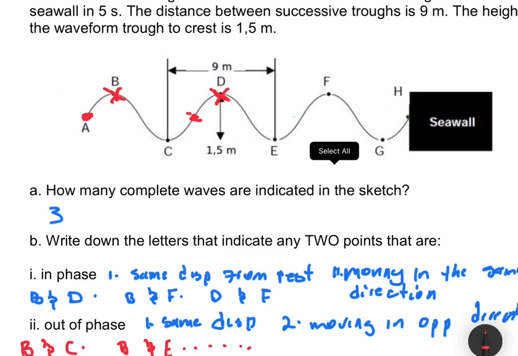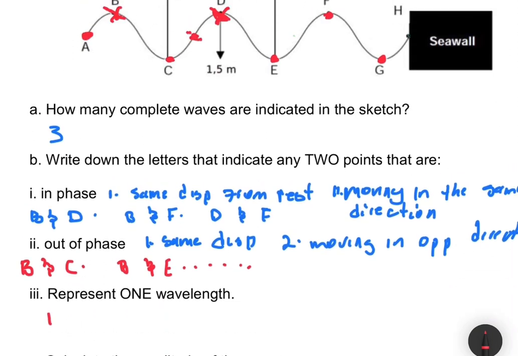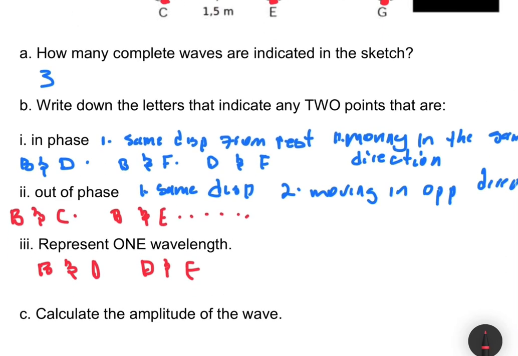The distance between two successive crests, right? Also the distance between C and E, we're going to have a wavelength. And then between E and G, we're also going to have a wavelength. Between D and F, we're also going to have one wavelength, right? So here you can write B and D. You can write D and F. You can write E and G, and so on, right? There's a couple of answers that you can write.